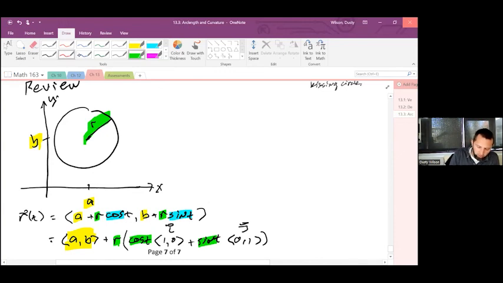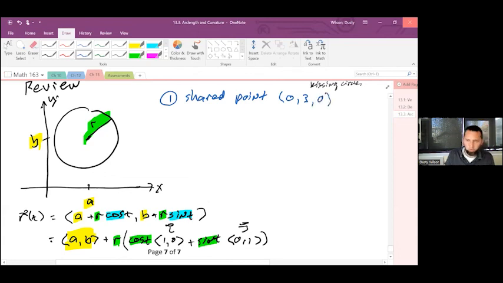So first up, we have the shared point. Our shared point is given. That's the point (0, 3, 0), coming from r of t. Okay, that's great. That would be like a point on the edge of the circle. So now we've got to find the center of the circle.